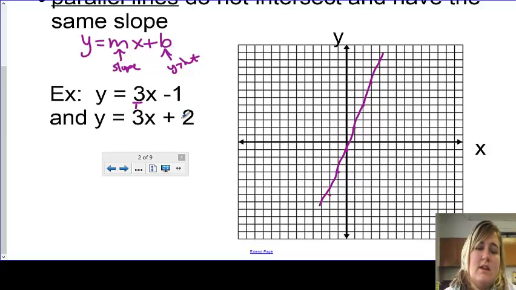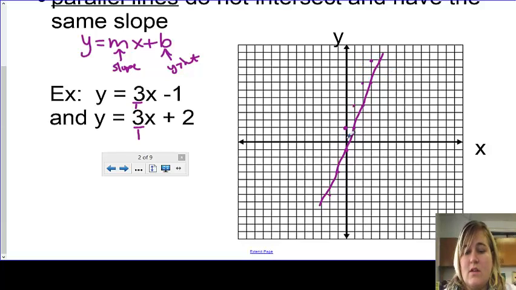Okay, so the next one is at positive 2 for my y-intercept, so that's where I'm going to start. 1, 2. From there, I'm going to travel 3 over 1, so I'm going to go up 3 over 1. 1, 2, 3 over 1.